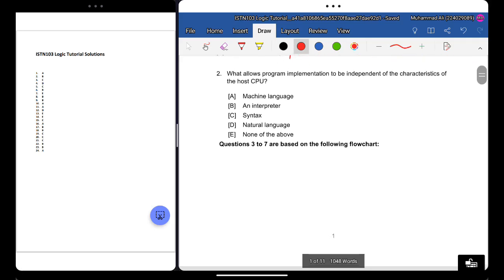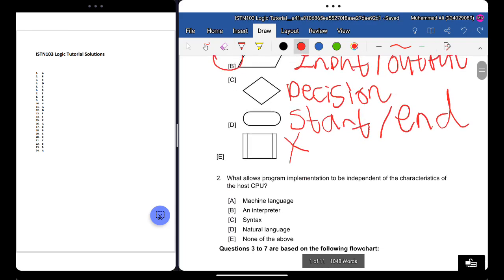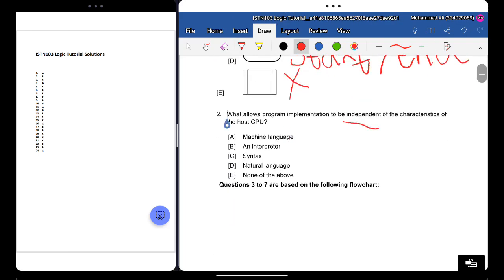Which allows a program implementation to be independent. Independent, right? Somebody actually taught me this. Independent is an interpreter. Whenever you see independent, it links with an interpreter. So they'll give you a compiler and an interpreter, and they'll ask which is independent in the multiple choice. I is independent, and then we got I over there. So that's how you know. So the answer is interpreter. You don't even have to read the question.